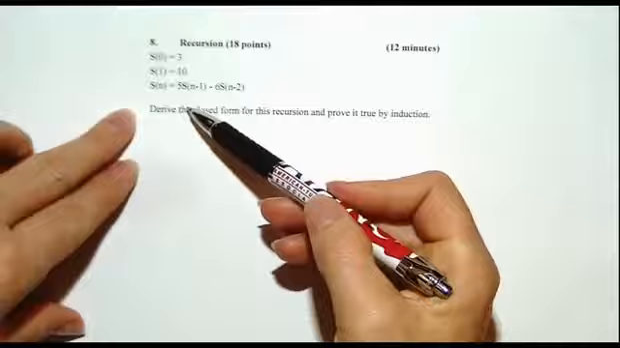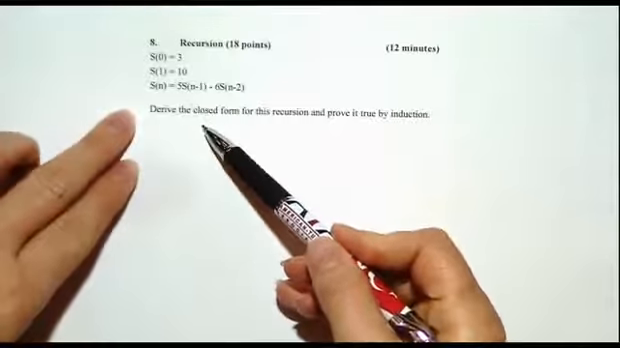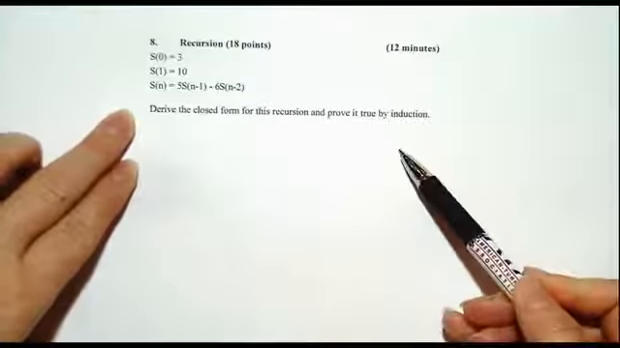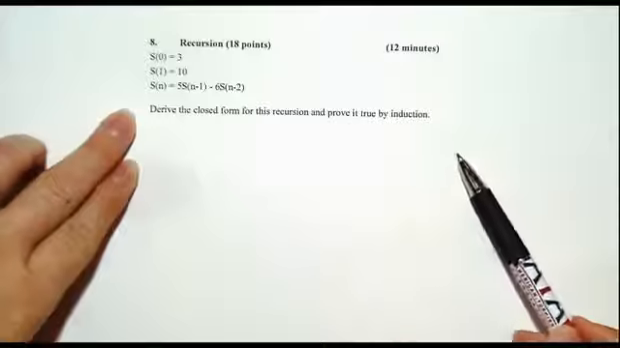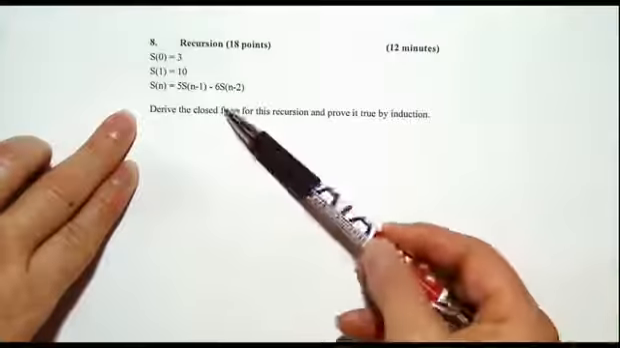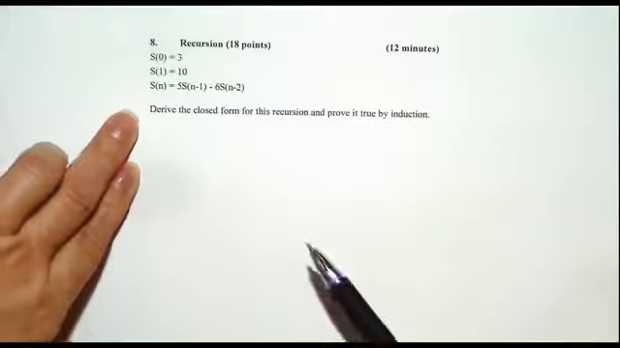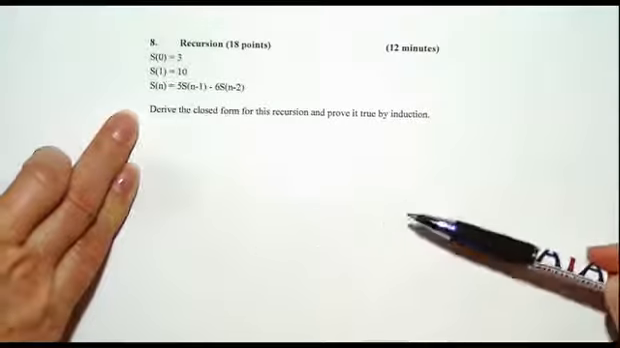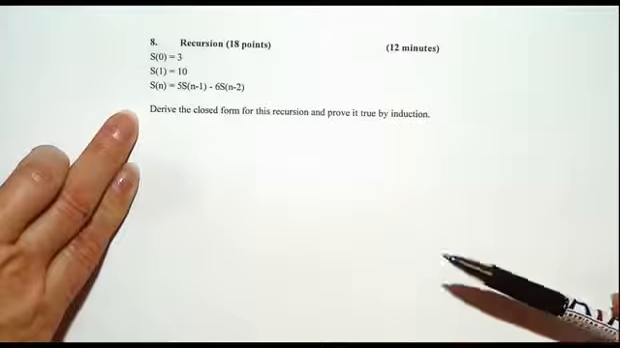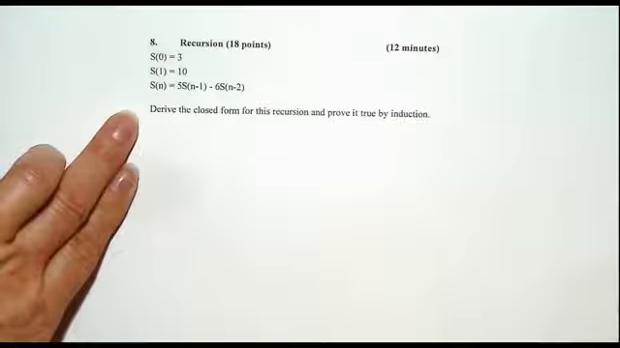Problem 8 asks you to use the linear homogeneous formula to find the closed form and prove it true by induction. I will not actually ask you to do both together. I'll ask you to find the closed form for a linear homogeneous recursion, and then I will separately give you another problem where I give you the closed form and have you prove it true by induction, so that you don't get messed up by deriving the wrong closed form.